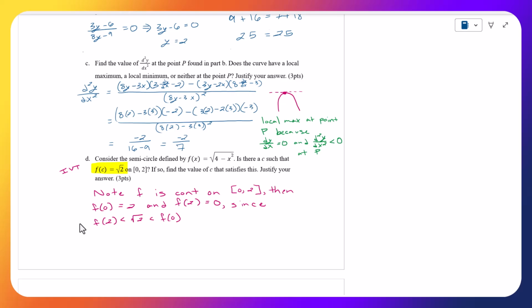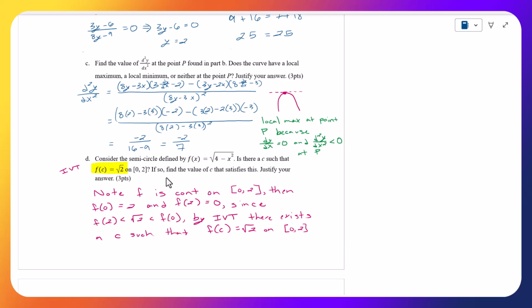by IVT, there exists a c such that f of c equals square root of 2 on [0, 2]. Technically that should be open brackets at the end, but it doesn't make a difference. It's fine.